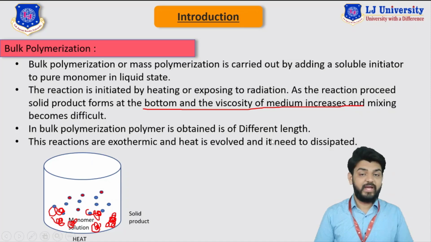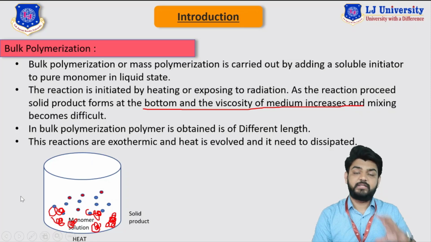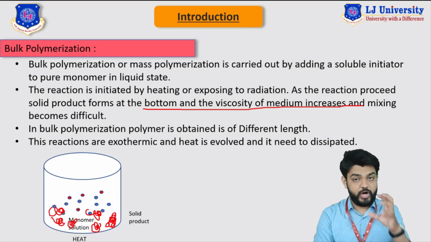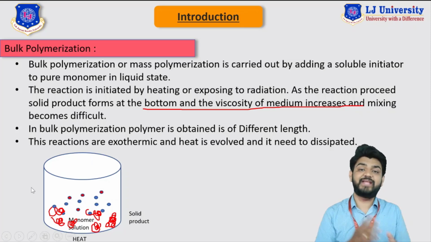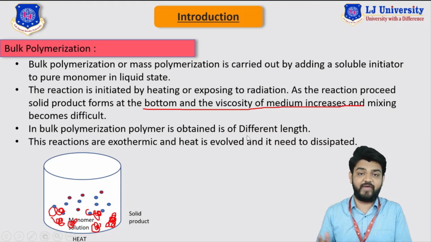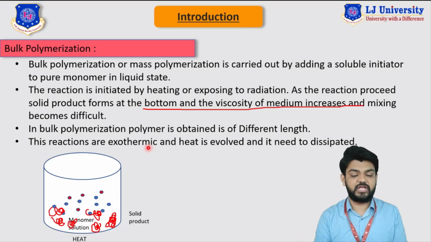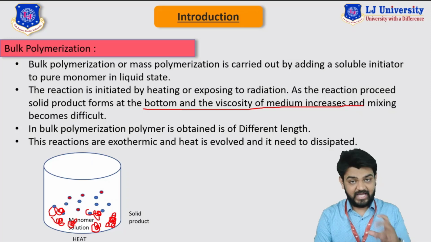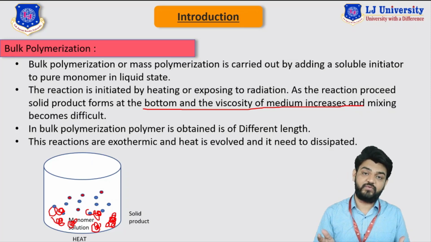Now, as you can see in this animation, at the end of this bulk polymerization, the product formed has varying length, right? Their length will be different. You can see here, this particular product has a different length, and this particular product also has a different length. So we can say that in bulk polymerization, the polymer obtained is of different length. Their length continues to vary, so we are not going to get the same size of polymer. This reaction is also very exothermic. As this reaction proceeds, it will generate a large amount of heat, and that heat needs to be dissipated for smooth functioning of this polymerization technique.